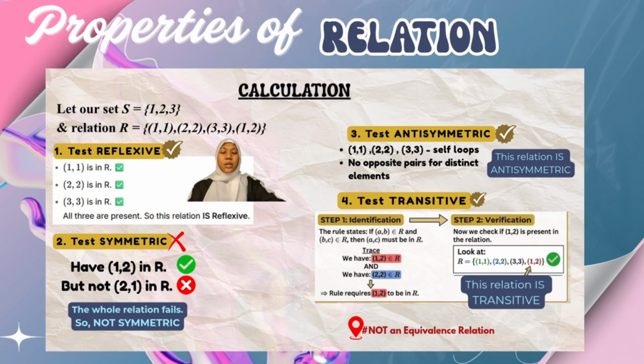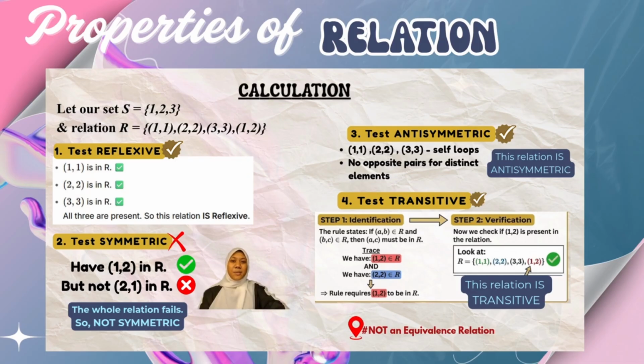Let's move on to the calculation part. Let our set S equal {1, 2, 3} and let our relation R equal {(1,1), (2,2), (3,3), (1,2)}. First, we test reflexive. We check if every element has a self-loop. So (1,1) is in R, same goes for (2,2) and (3,3). All three are present, so this relation is reflexive.